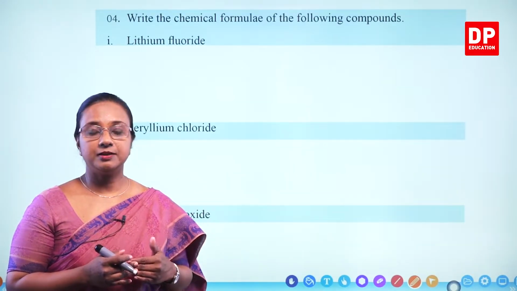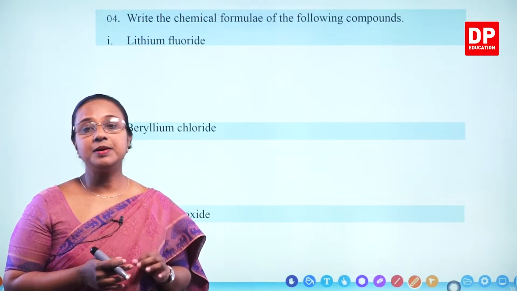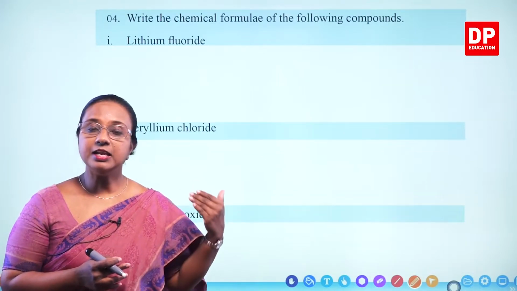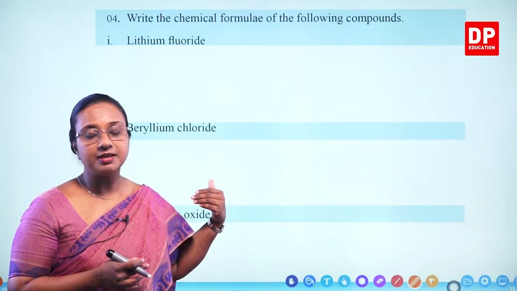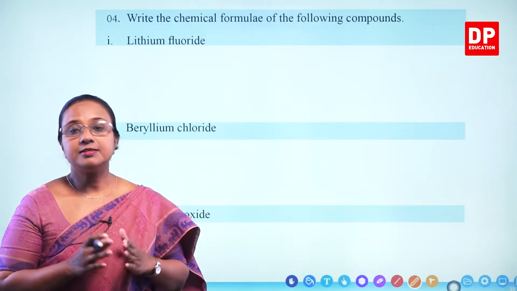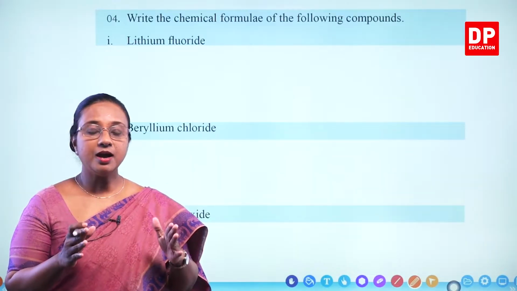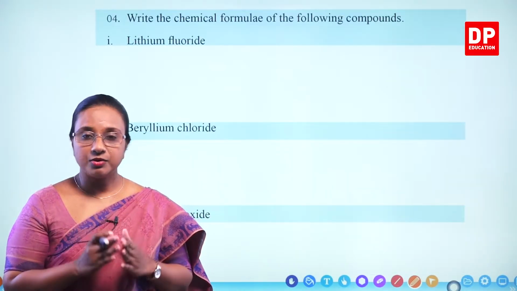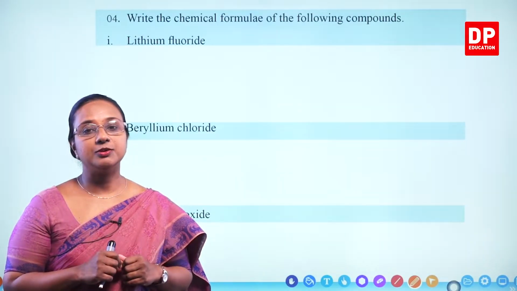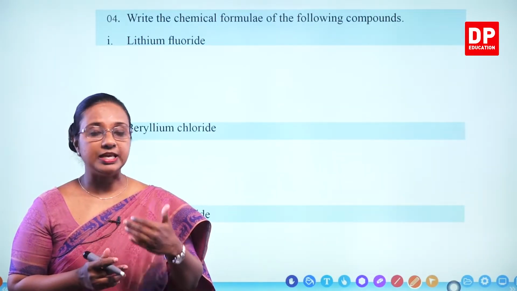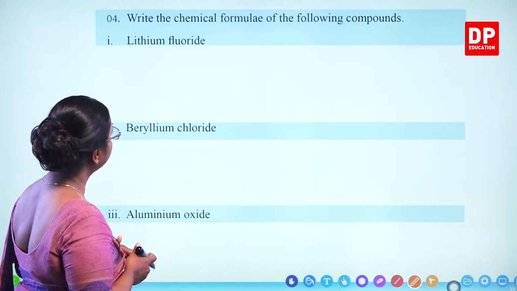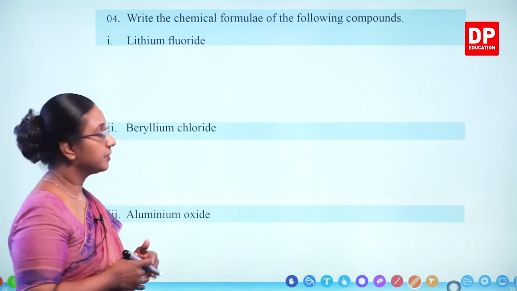When you write the chemical formula, if one particular atom gets the value 1, then we don't have to write it in the formula. In the same way, when there are only 2 types of atoms and both atoms get the same value, then also we don't need to write the values. So we will write the chemical formulae for these compounds.